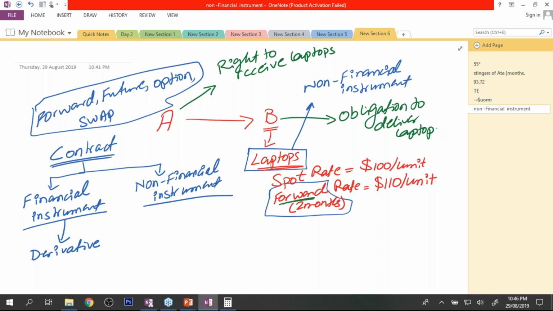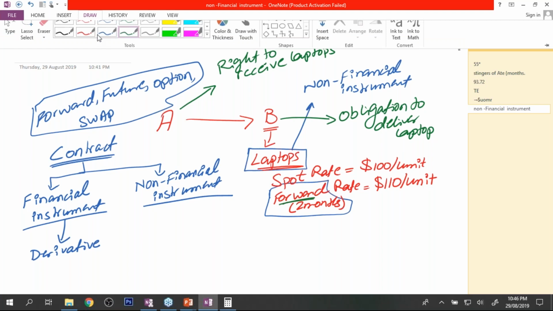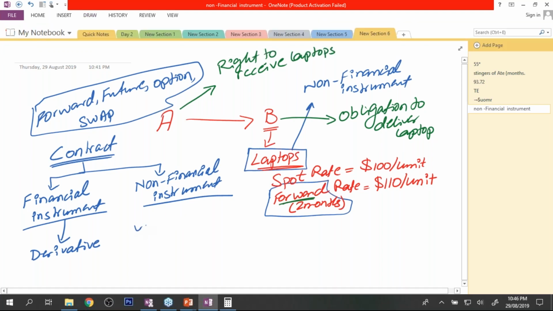Getting this point, everyone? This is a difficult concept for even me to explain. So if the contract relates to a non-financial instrument, that will not be a derivative until, now there are two possibilities in this. If the contract relates to a non-financial instrument, either it is going to be settled in goods or it may be settled in cash. Abhay is saying to repeat.